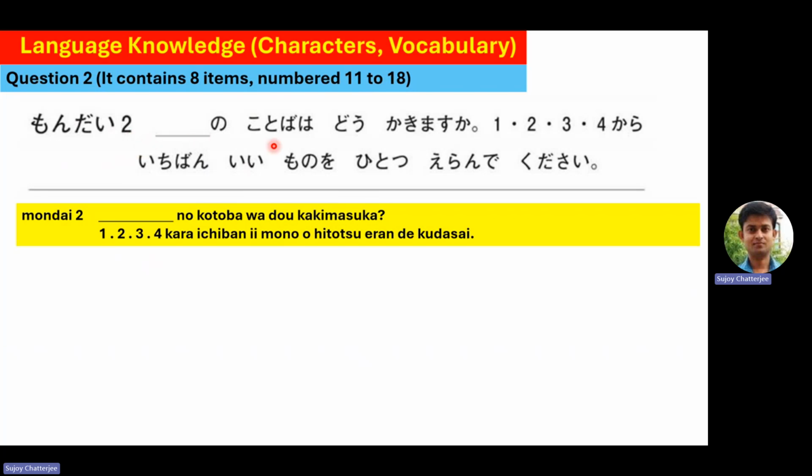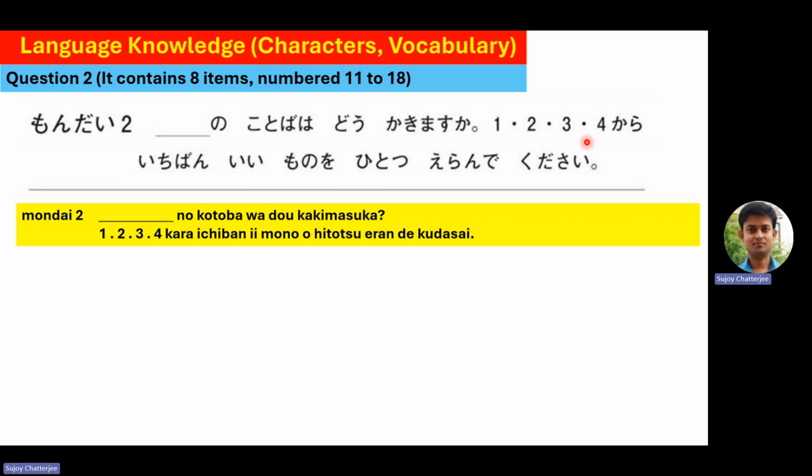Dash no kotoba, again, word given in dash. Wa do kakimasu ka? How do you write? Not how do you read. Kakimasu is to write. So dash no kotoba wa do kakimasu ka? How do you write the word given in dash?